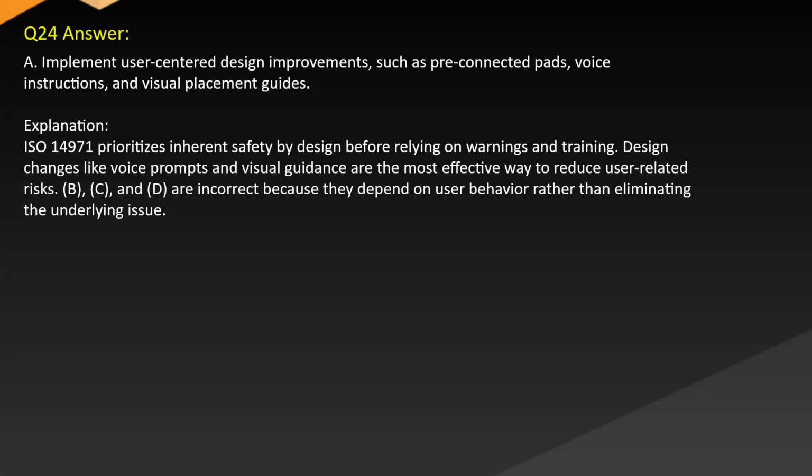Answer: implement user-centered design improvements such as pre-connected pads, voice instructions, and visual placement guides. Explanation: ISO 14971 prioritizes inherent safety by design before relying on warnings and training. Design changes like voice prompts and visual guidance are the most effective way to reduce user-related risks. B, C, and D are incorrect because they depend on user behavior rather than eliminating the underlying issue.